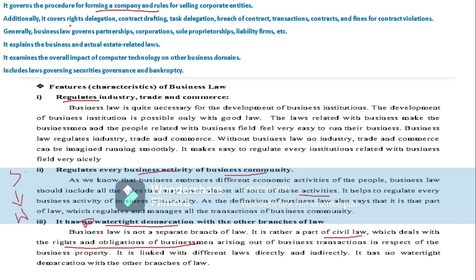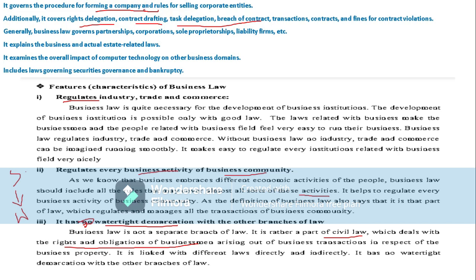So additionally, it covers rights delegation, contract drafting, task delegation, breach of contract, okay. All these aspects also come under business law. Why? Because all these can be seen in business activities. Rights delegation means, for example, in a company, the rights may be delegated to the subordinates by the superiors in certain circumstances. So whenever rights are delegated, what procedure should be followed, and what are the laws that should be followed.